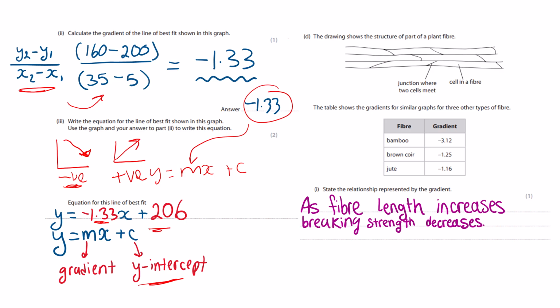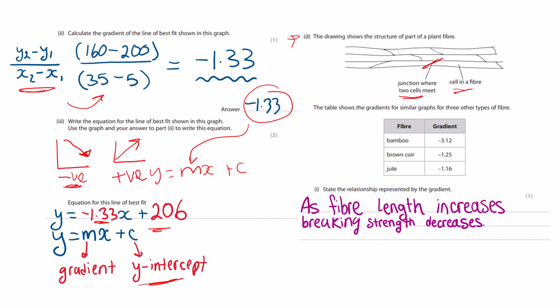Now the next question is, the drawing shows the structure of a part of a plant fiber. We have a junction where two cells meet, and we have a cell in a fiber. Okay, so this junction, you didn't learn what a junction is. However, when you look at this, you can say, oh look, there's a line. So is this line a gap? Is it something that makes it connect? Let's see. Well, usually when two cells meet, there's going to be a sort of gap in between. So we can say that it will cause the fiber to break more easily, or we can either say it's stronger.